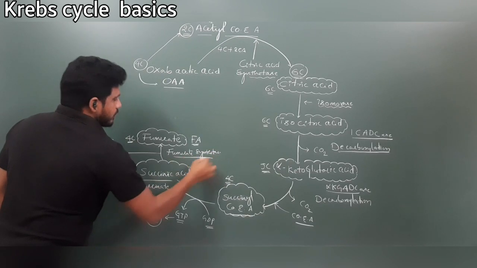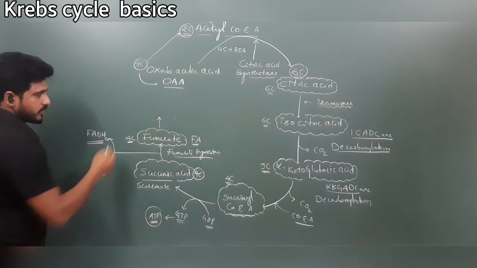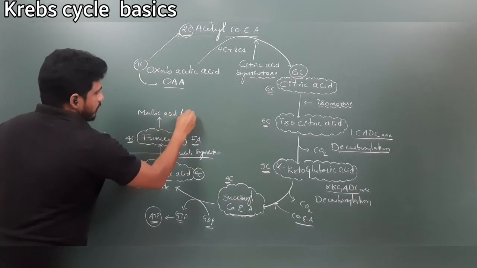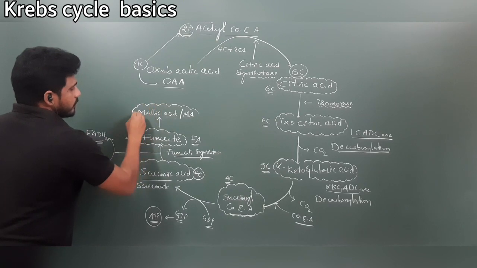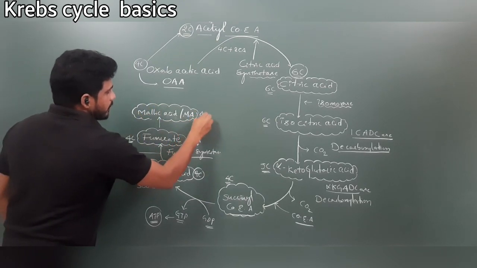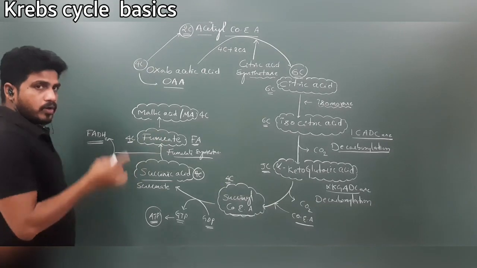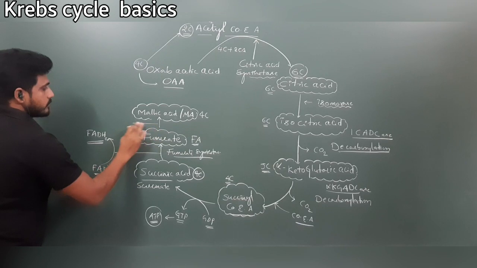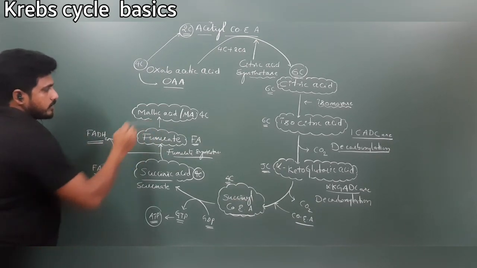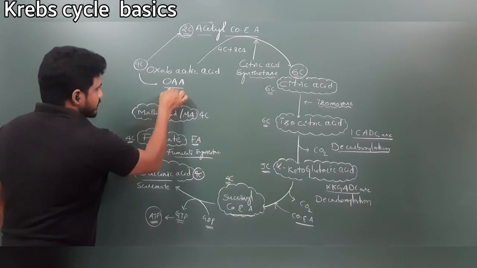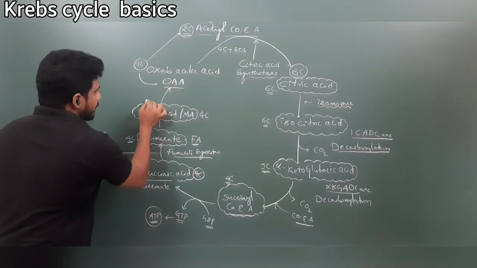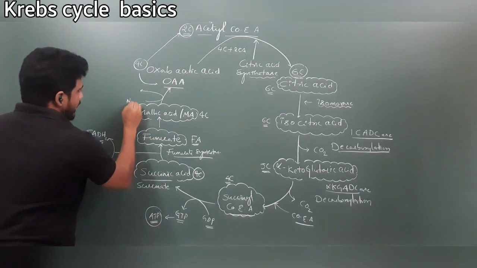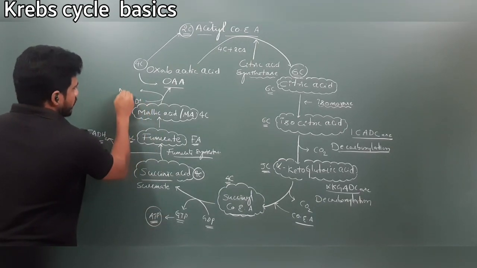From this fumarate, another product is formed that is called malic acid. Malic acid, also called malate. Malate is also a 4-carbon component. So here also no decarboxylation takes place. Then malic acid becomes oxaloacetic acid. Very importantly, while malate is converting into oxaloacetic acid, another NAD is reduced into NADH2.